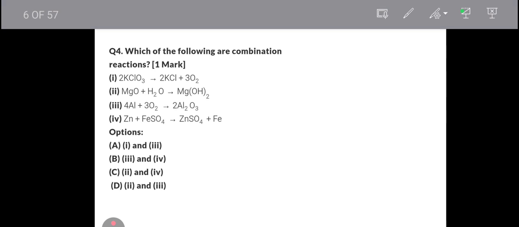Which of the following are combination reactions? What you have to remember is the definition of a combination reaction. In a combination reaction, two or more reactants combine and we get a single product. That is, it is like this: A plus B, these are the reactants which will be combining, and we will get a single product C.